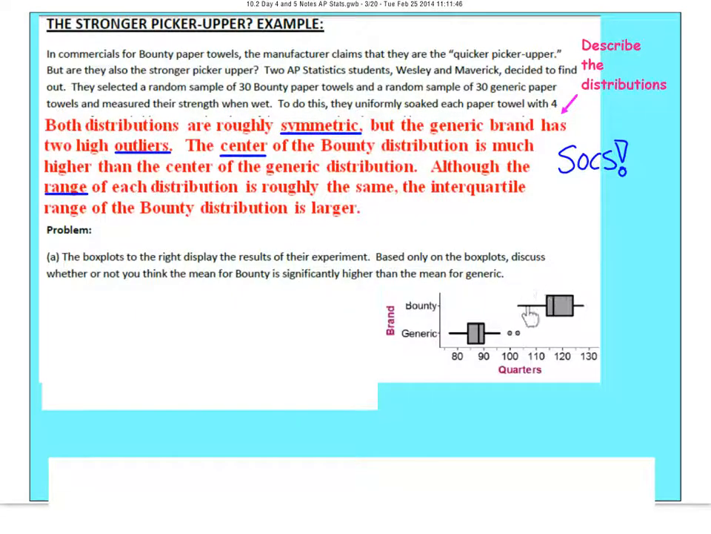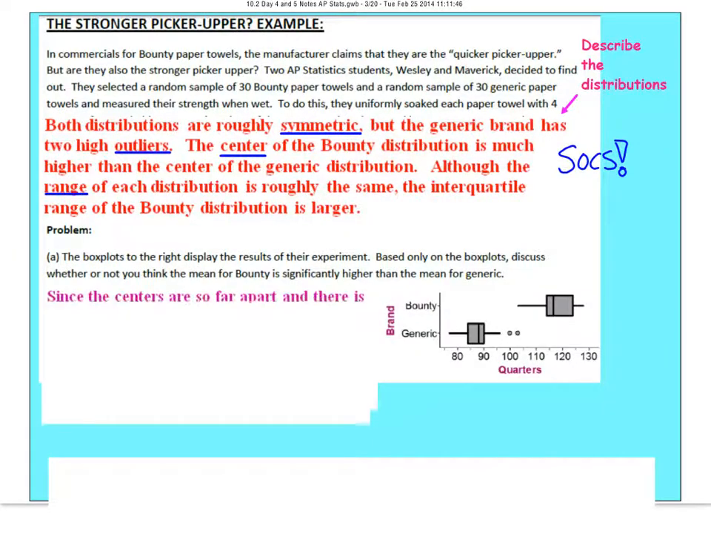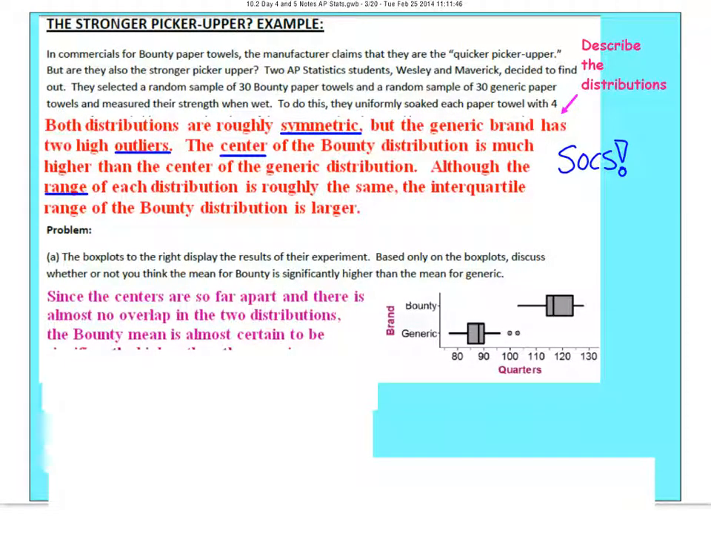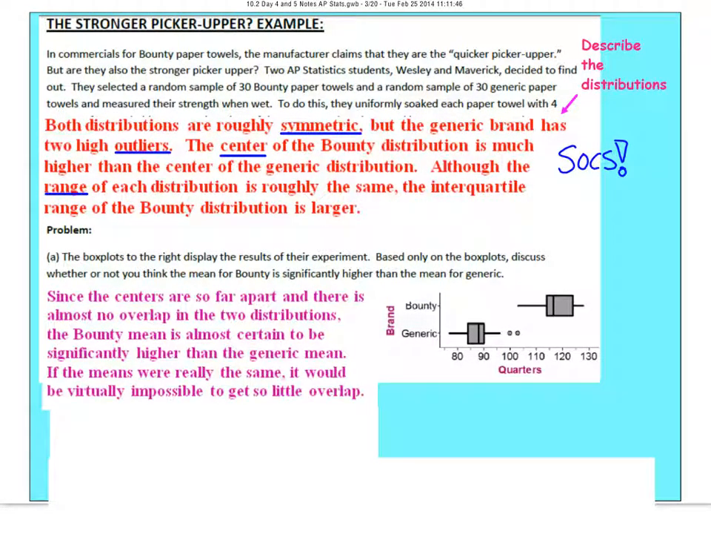But we said both of them are roughly symmetric. So what could we say about their means? Because the box plots only show the medians. Well, what we could say is, since their centers are so far apart and there is almost no overlap in the two distributions, the Bounty mean is almost certainly significantly higher than the generic mean.